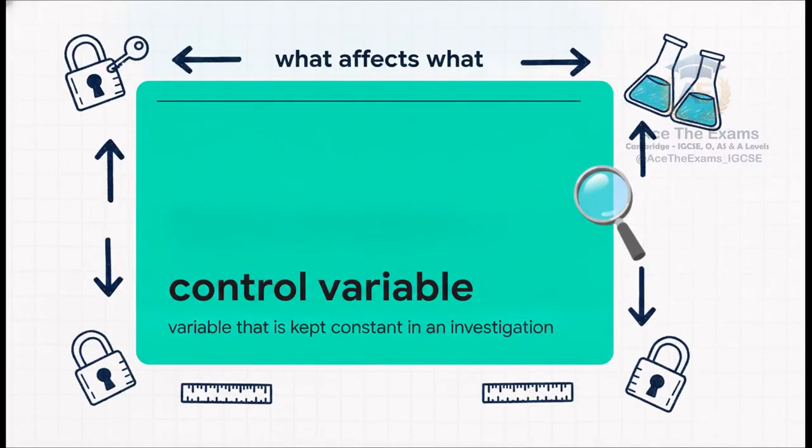Once you've identified those two, you know what affects what. Anything else that must stay exactly the same is your control variable. If you don't lock down your control variables, your entire experiment just falls apart. It becomes a completely unfair test. You absolutely must be able to explicitly state which factors are being held constant, so the examiner knows your dependent variable's results are purely due to the independent variable you changed.